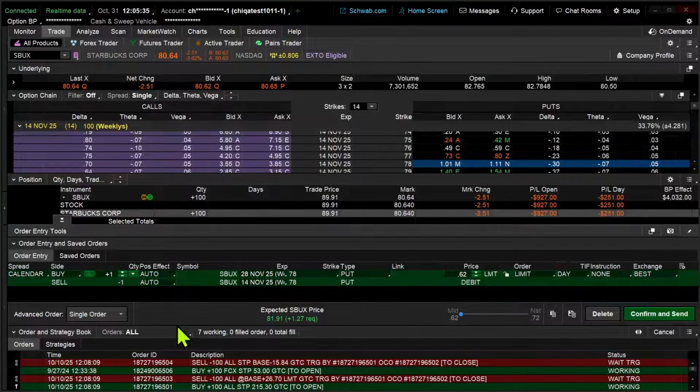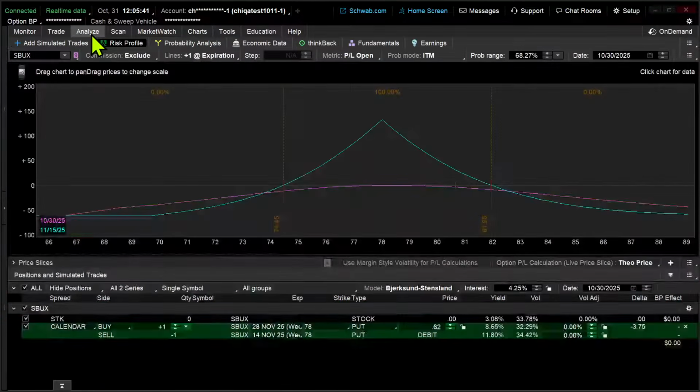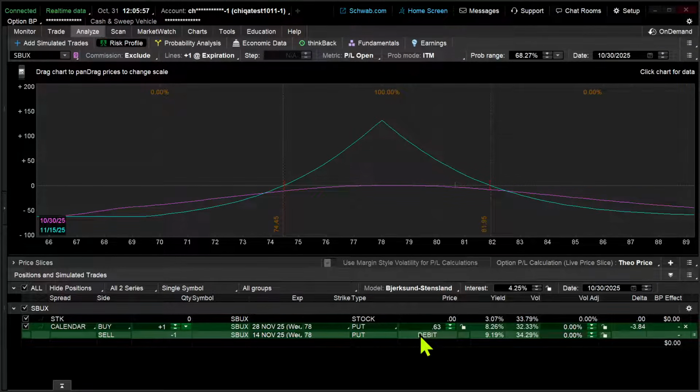So what I want to do is put this on the Analyze tab really quickly. We'll take a look at the risk profile graph and see what this looks like. So I'm going to click over here on the Analyze tab. I've already got this on the Analyze tab. Here's our trade. Short the 78 on the 14 November expiration, long the 78 strike on the 28 November expiration. Net debit in this particular case sitting right now about 63 cents.